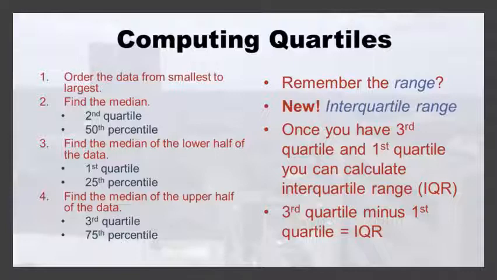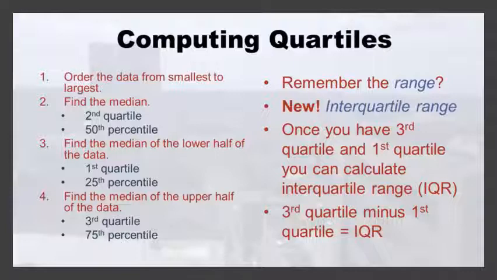And then finally, to figure out what our third quartile is going to be, we're going to do the same thing with the second set of data. Remember when we split our data in half? So now we're going to look at the upper half of the data, and do the exact same thing. Go ahead and find the median, and that is going to be your third quartile, or your 75th percentile.